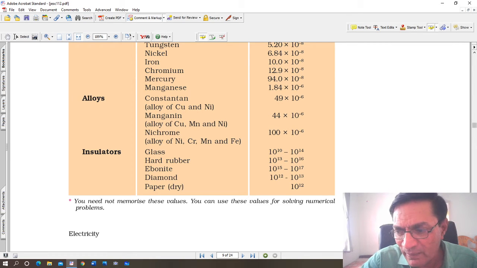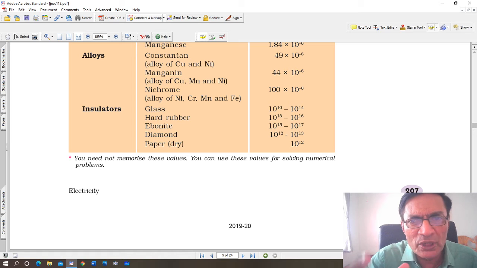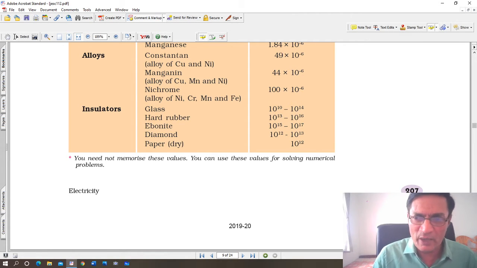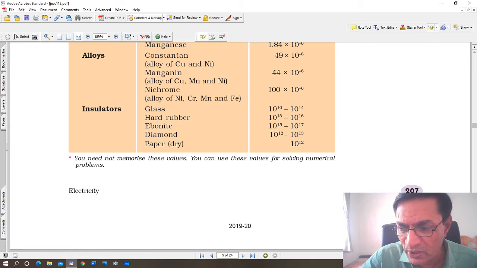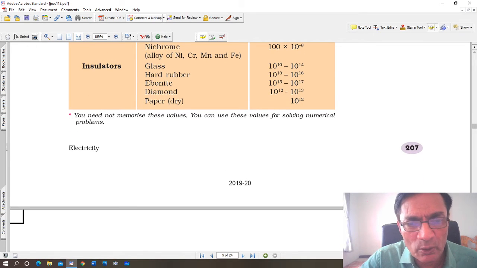But remember one thing, if you know two or three of them, like copper and aluminum, that is better. If you can learn it up, good. Otherwise, it's not necessary. Wherever required, it will be given in the question.